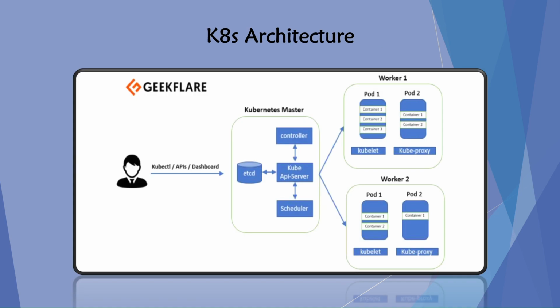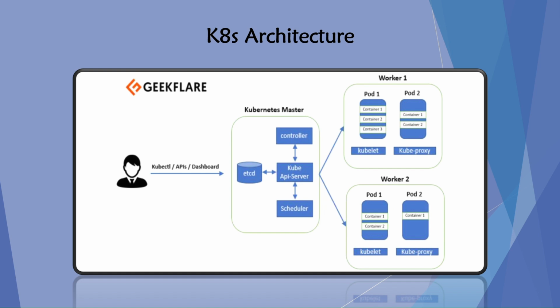So, this is the Kubernetes architecture. Let's describe each and everything. What are they going to do? kubectl, API, dashboard. These are the tools used to send manifest files to Kubernetes from the host operating system.